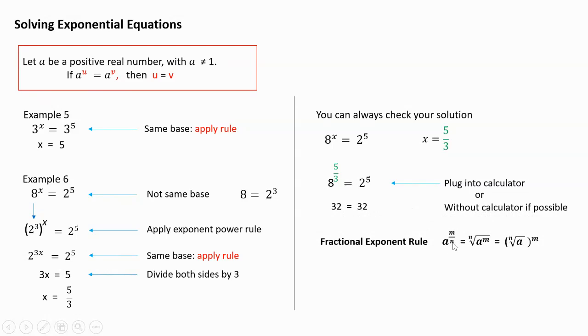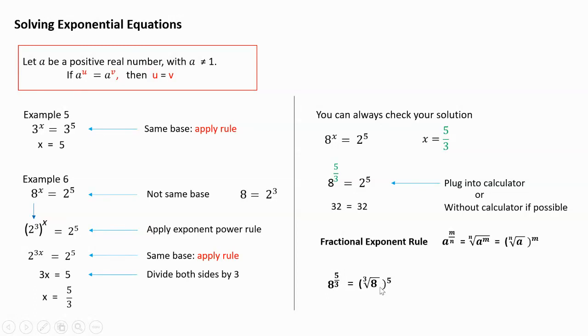Remember this rule that I went over last week? In a to the m over n, A is going to be my base, which is called the radicand. Then my n, which is the denominator, is my index. Then the m will be the exponent. So again, the base is my radicand. The denominator of the exponent is going to be my index, and the numerator is what you raise it to.